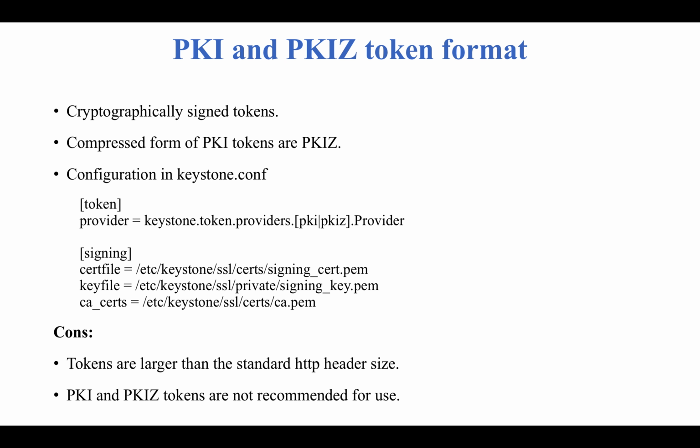Public key infrastructure token format is more secure when compared to the UUID token format since they are cryptographically signed tokens. They are built on the model of public and private key concept. The token validation is not centralized. The disadvantage of PKI tokens is that they are very huge in length. They are larger than the standard HTTP header size, hence not suitable to be specified in the X-Auth-Token header section while making the REST API calls. PKI-Z is the compressed version of the PKI tokens, but they are not recommended.